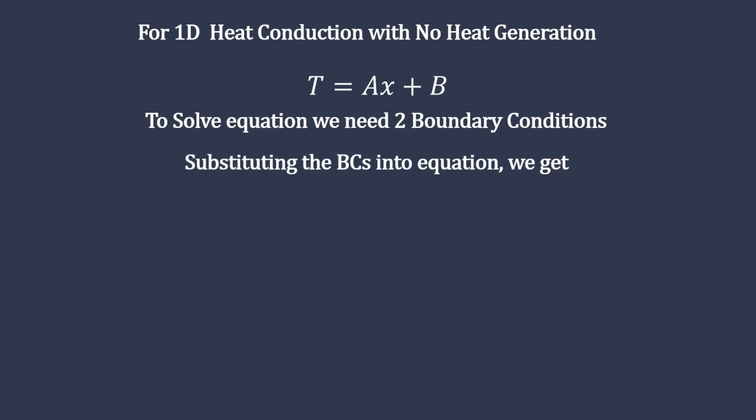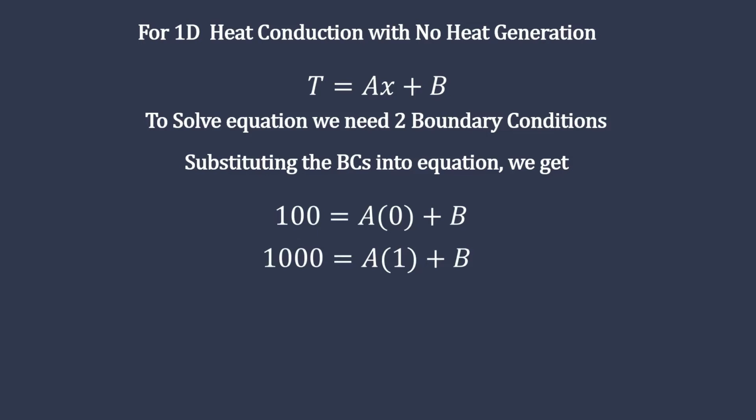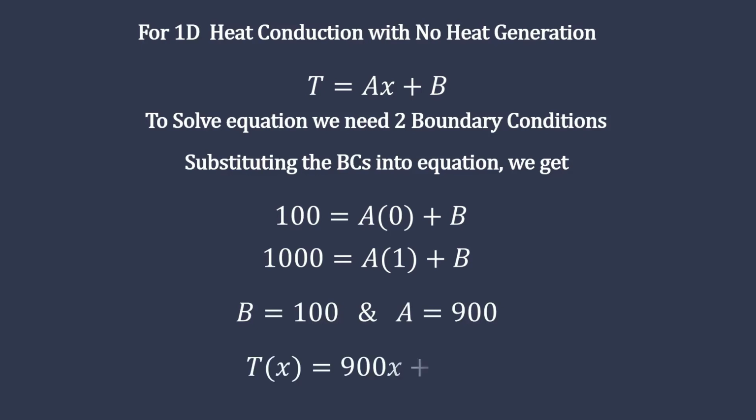Substituting boundary conditions into the equation we get 100 is equal to a times 0 plus b and 1000 is equal to a times 1 plus b. Solving the above equations we get b is equal to 100 and a is equal to 900, and we get T of x equal to 900x plus 100. The above equation is simple and hence can be solved analytically.